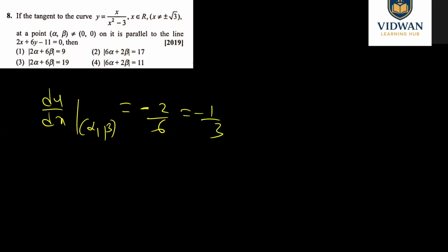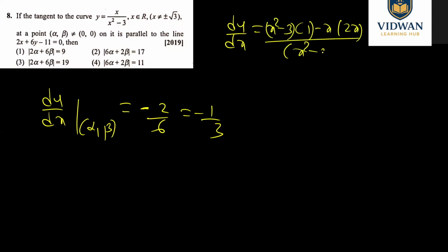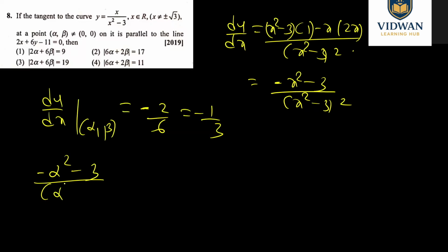So what is the value of dy by dx if you find out directly first by the quotient rule? You can write denominator into derivative of numerator, x square minus 3 into derivative of x, minus numerator into derivative of denominator, which is 2x, by square of denominator, x square minus 3 whole square. And that is nothing but, if you open the bracket, x square minus 3 minus 2x square. So it is minus x square minus 3 by x square minus 3 whole square. And you want to find the derivative at alpha beta. So it will be minus alpha square minus 3 by alpha square minus 3 whole square equal to -1 by 3. So with this, you can find alpha.